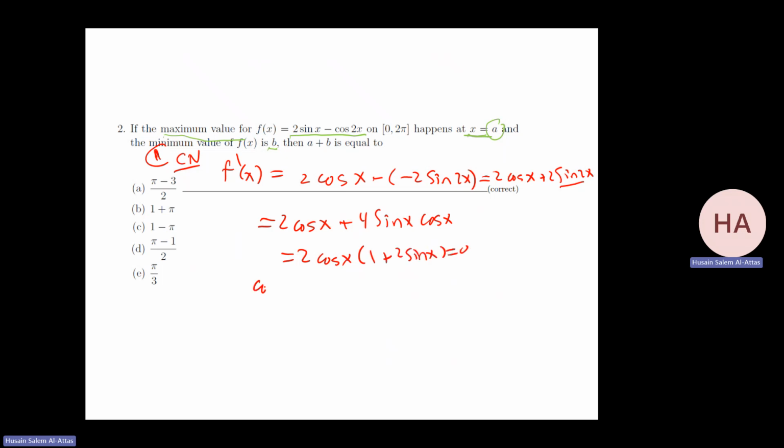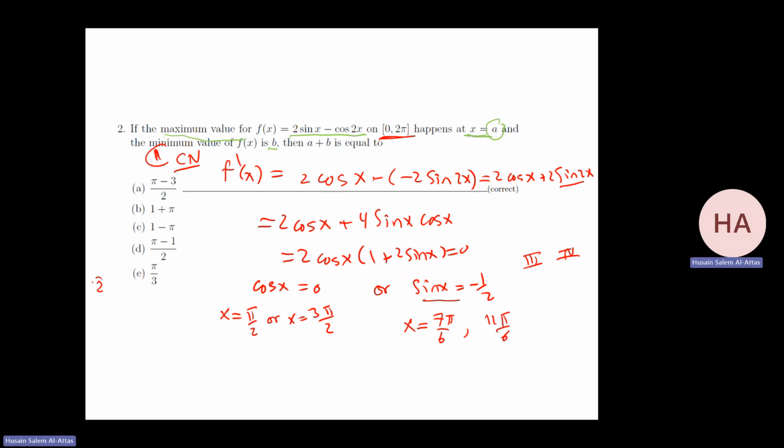That equals 0. So I have cosine x equals 0 or sine x equals minus half. I have a full circle. Cosine equals 0 at x equals pi over 2 or x equals 3 pi over 2. Sine x equals minus half is in the third or fourth quadrant, and the reference angle is 30 degrees, which is pi over 6, since sine is half at pi over 6. So x equals pi plus pi over 6, which is 7 pi over 6, and 2 pi minus pi over 6, which is 11 pi over 6.